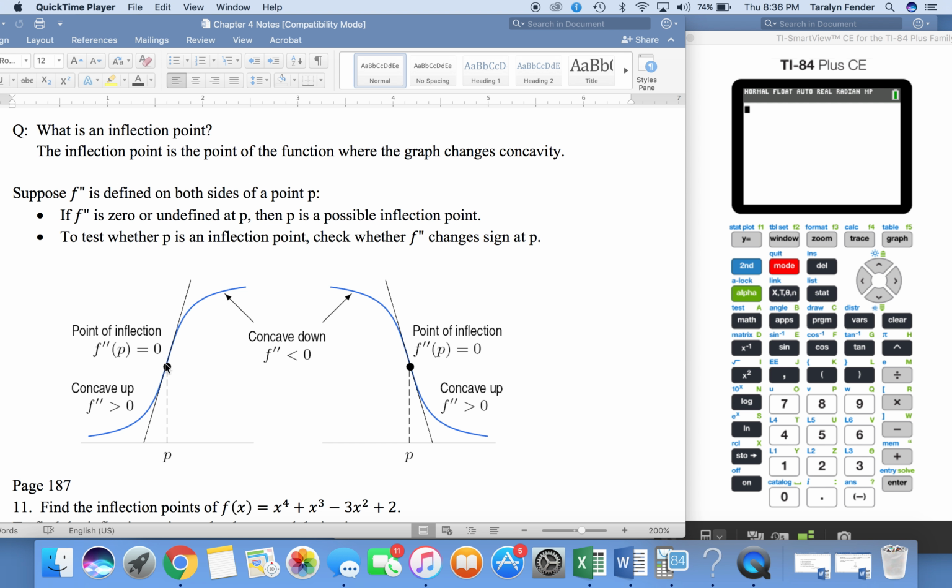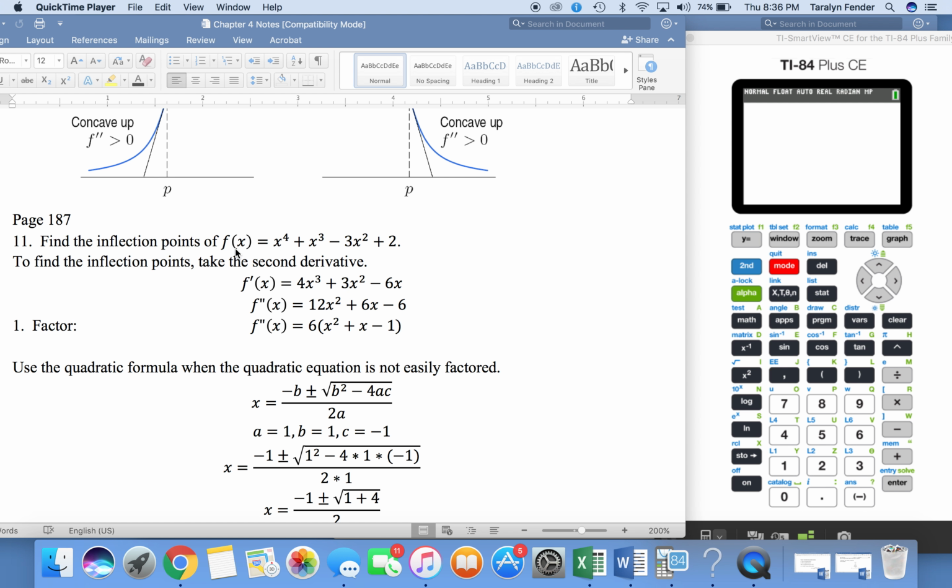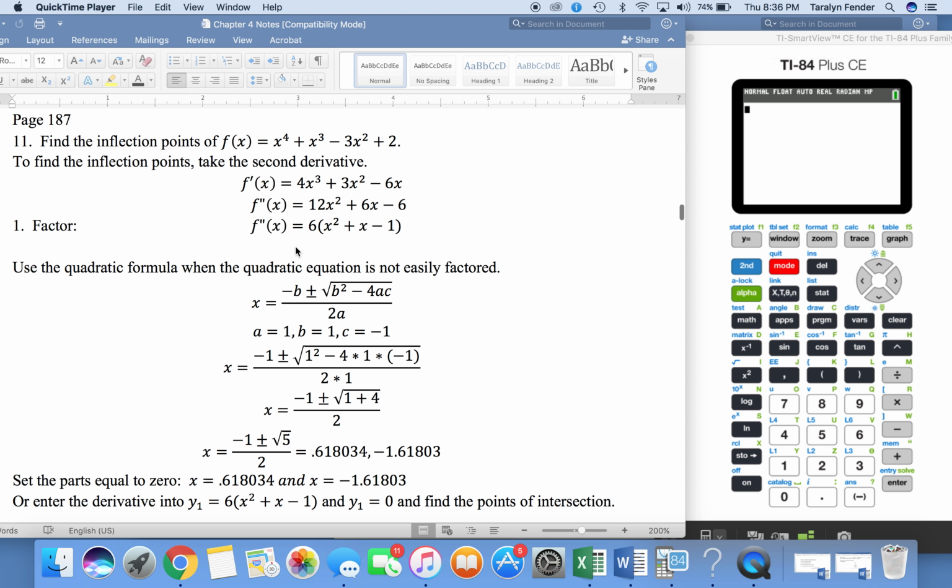So here's the point of inflection. We have concave up, and then we have concave down. This is concave down, inflection point, and it's concave up. So we want to find the inflection points of this function. f of x is equal to x to the fourth plus x cubed minus 3x squared plus 2.